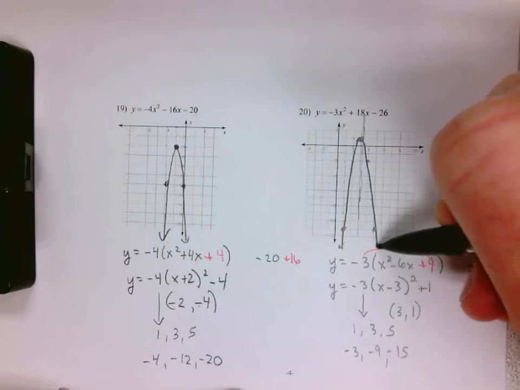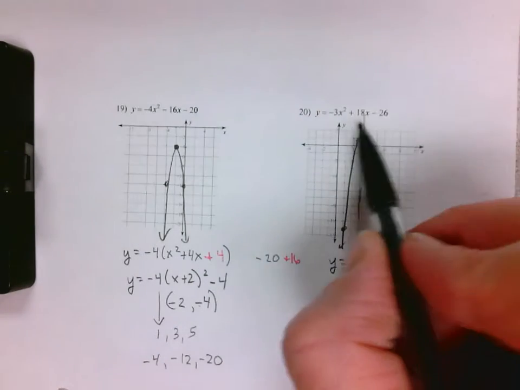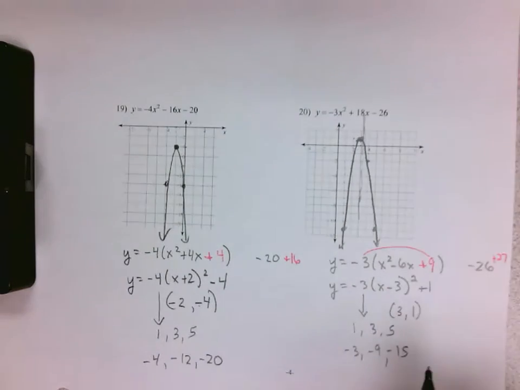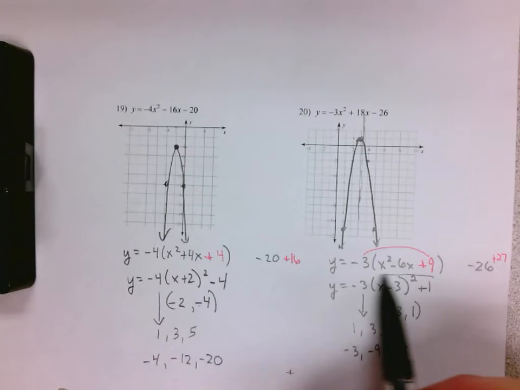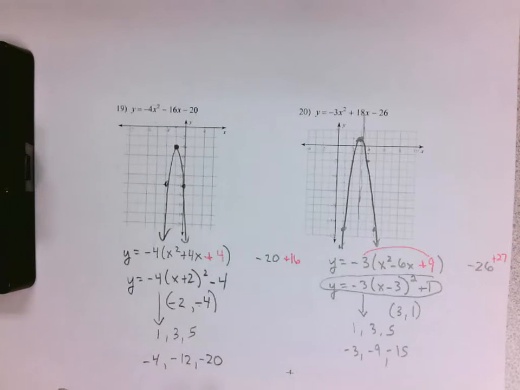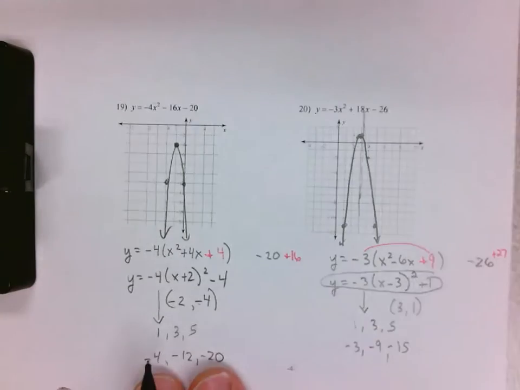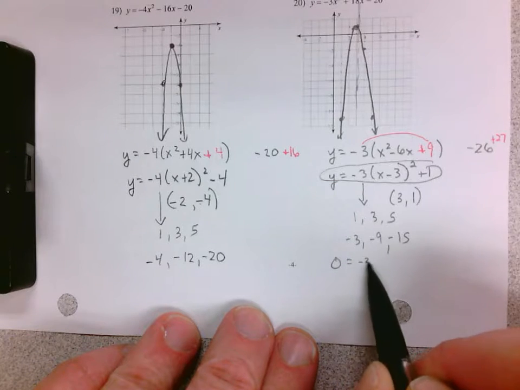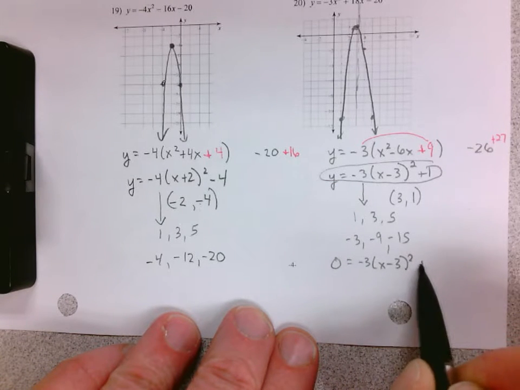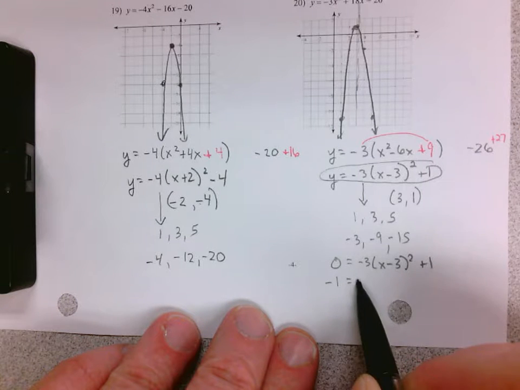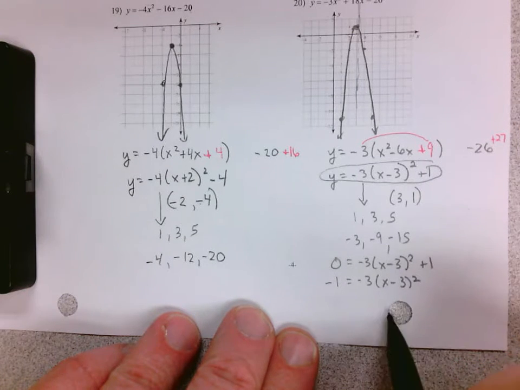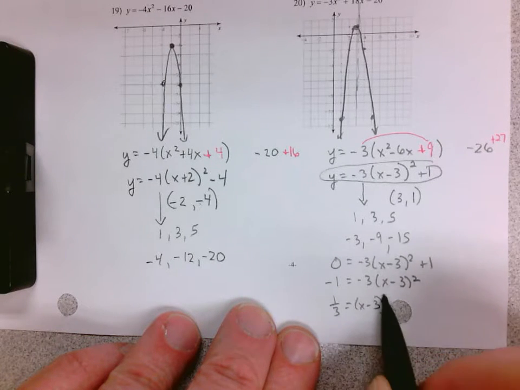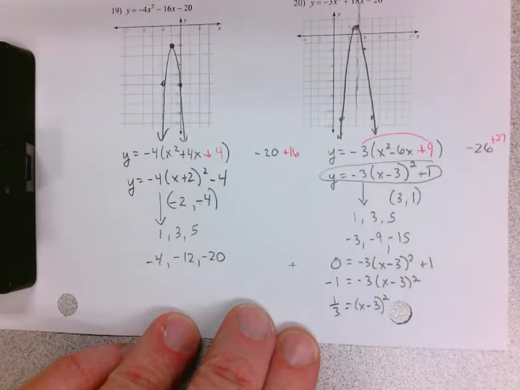And you realize it doesn't go through either -2 or -4, it's between those. So we could go back to our factored form and solve this just like we solved before. If you want to know the exact values, you set y equal to 0. And so we bring the 1 over and divide by 3. And take the square root of both sides.